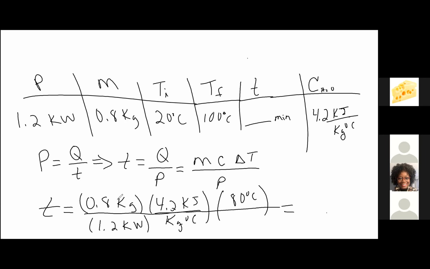Now, let me show you something. We know that kilograms and kilograms cancel. You could cancel this K with this K, of course, but we still have a K left, so you could do it either way. But since we know the unit is mass, this kilogram and this kilogram will cancel, this kilo and this kilo will cancel, and this degree Celsius and this degree Celsius will cancel.